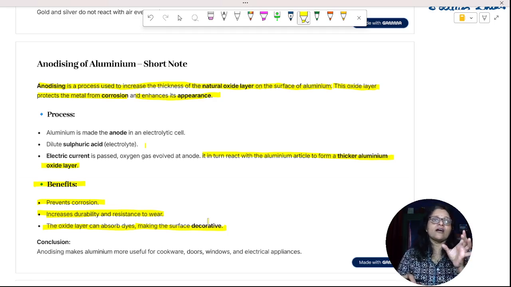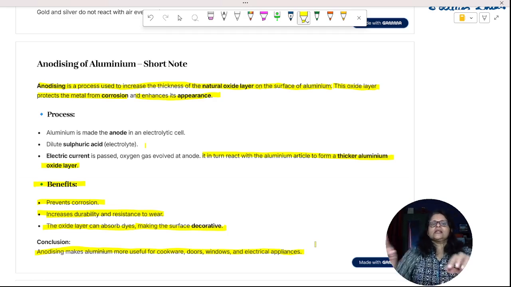Aluminum is very hard. It's even used for making parts of an aircraft because of its lightweight and hard properties. And again, you can color it. So anodizing makes aluminum more useful for cookware, doors, windows, and electrical appliances.